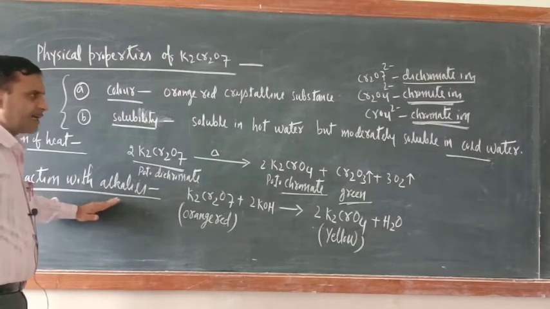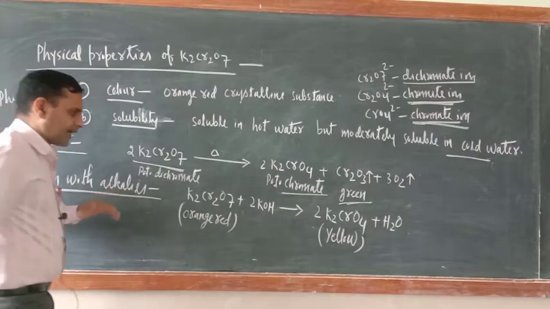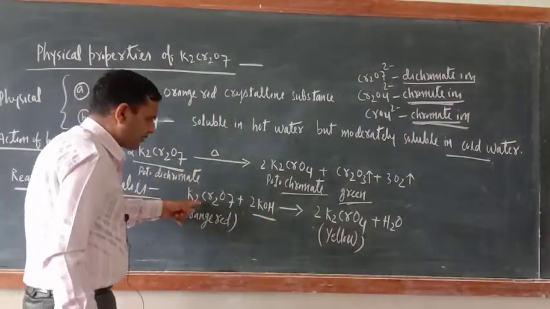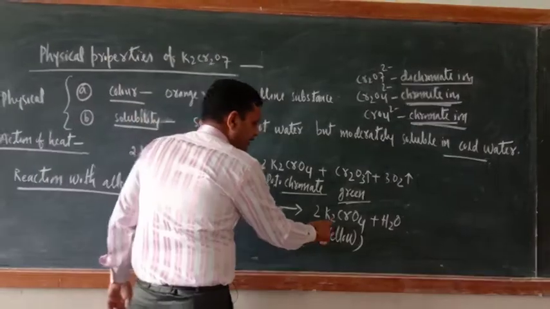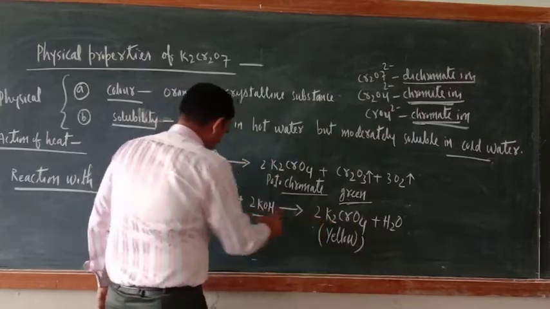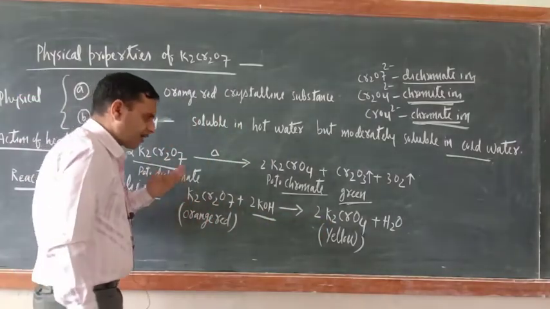Now, reaction with the alkali. Now you are entering into a very important mode. Reaction with alkali. This is alkali, KOH. Orange red, this is potassium dichromate. It is getting converted into potassium chromate. What is the color of this one? Yellow color. And what is the color of this one? Orange red color.